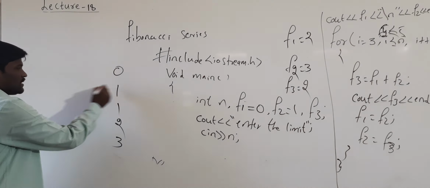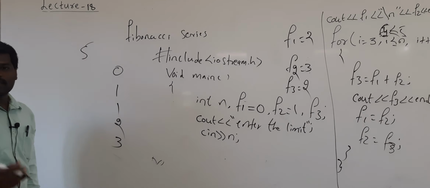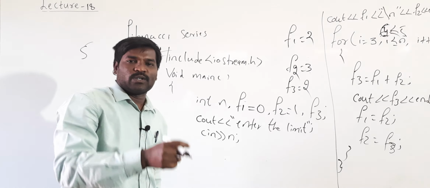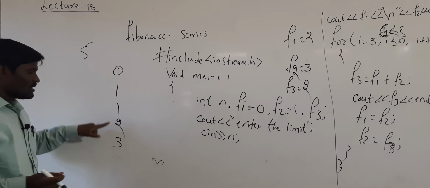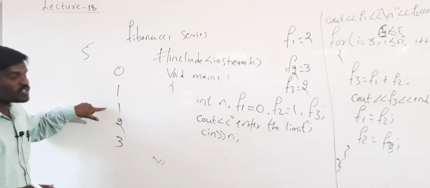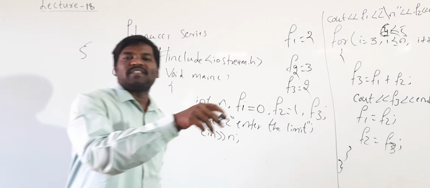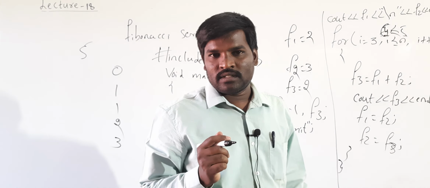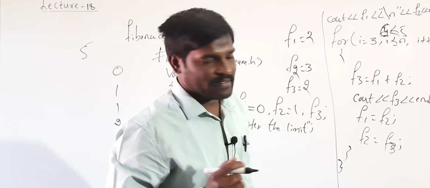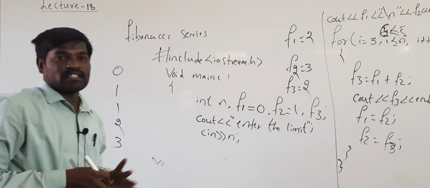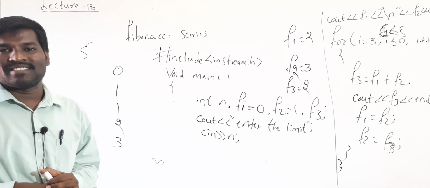I can give the input value as 5. The Fibonacci series of 5 is 0, 1, 1, 2, 3. So you just add the two previous numbers, that is the series. Okay, so this is the program for Fibonacci series.